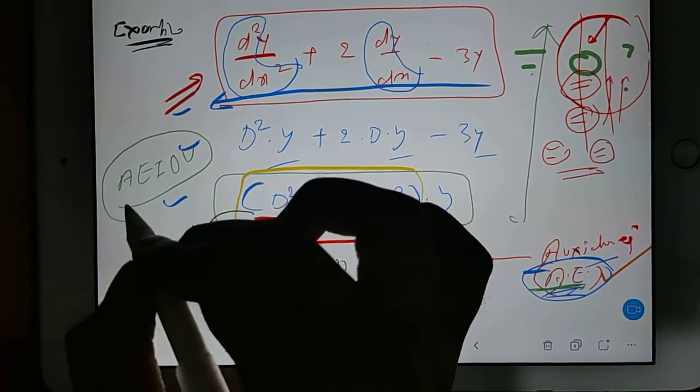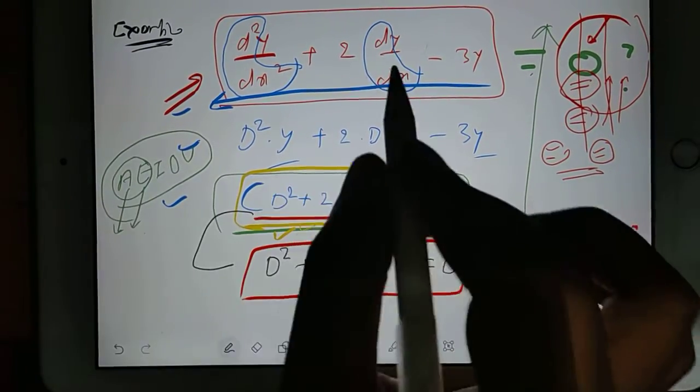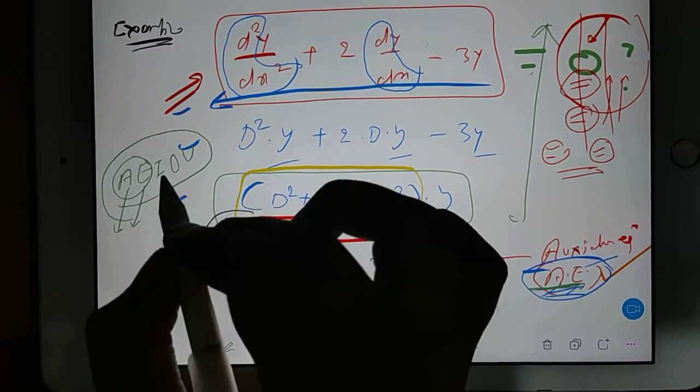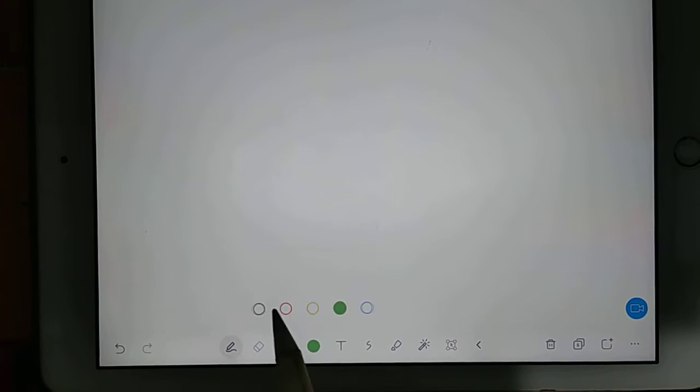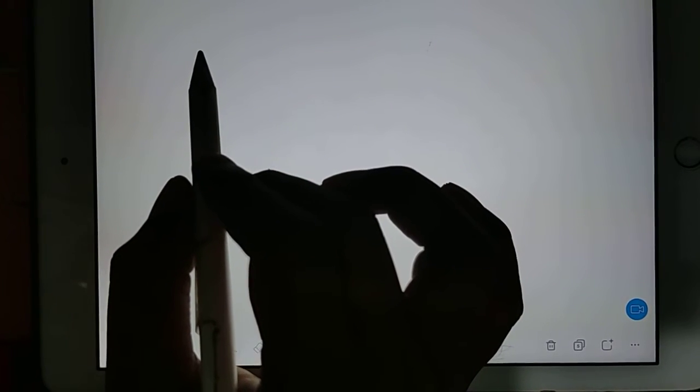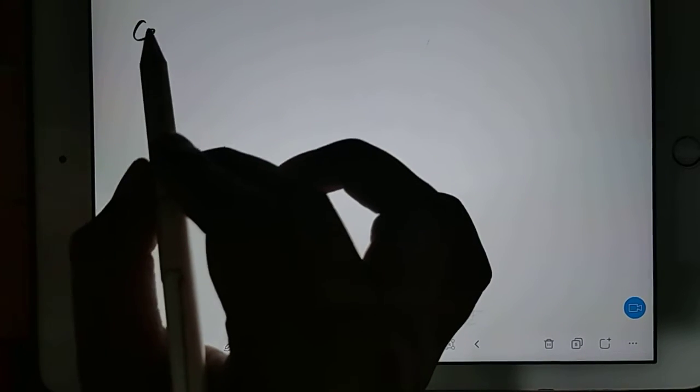AEIOU. We have chosen our branch by the first two vowels. We didn't go for the remaining three. I will change the page. So let's understand what kind of cases are possible. It is based on the equation. So case 1.